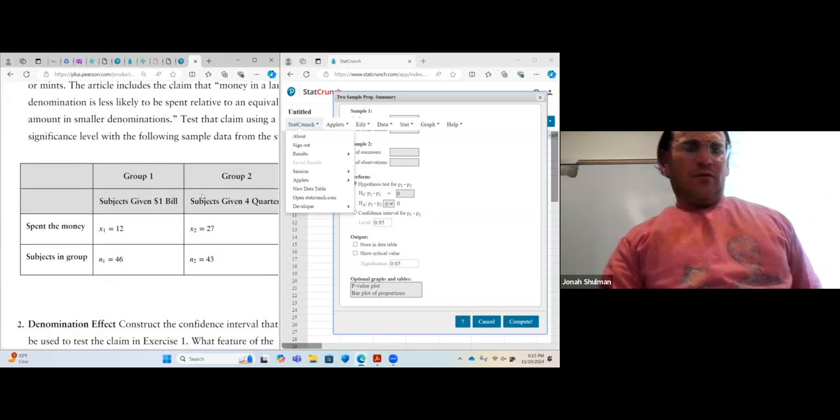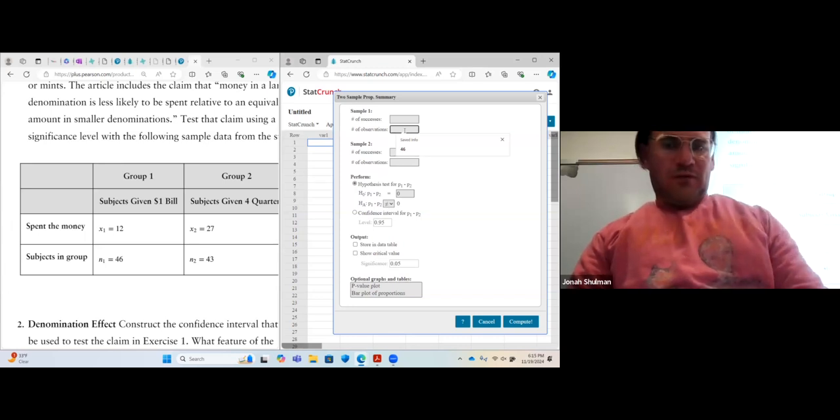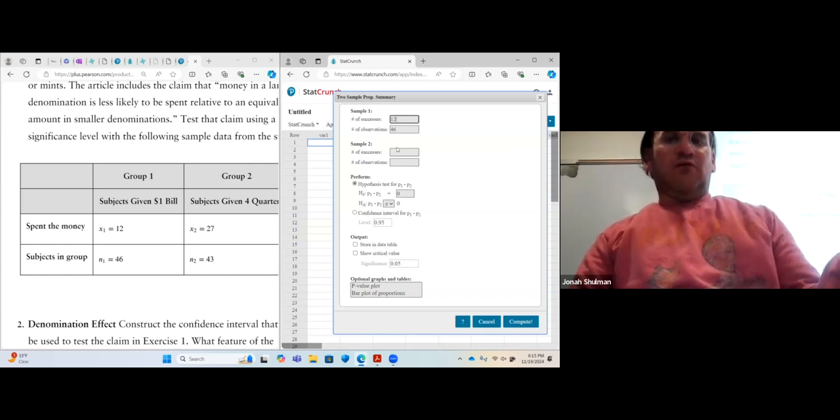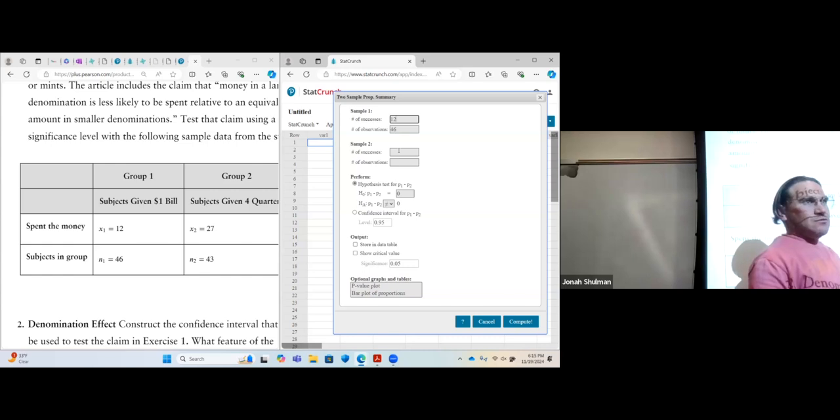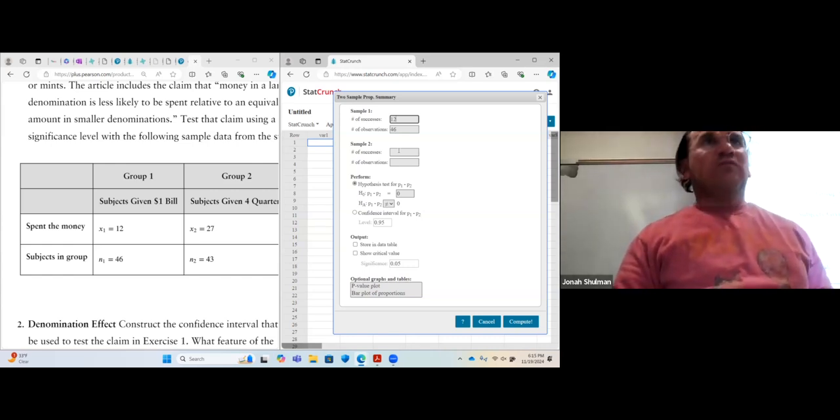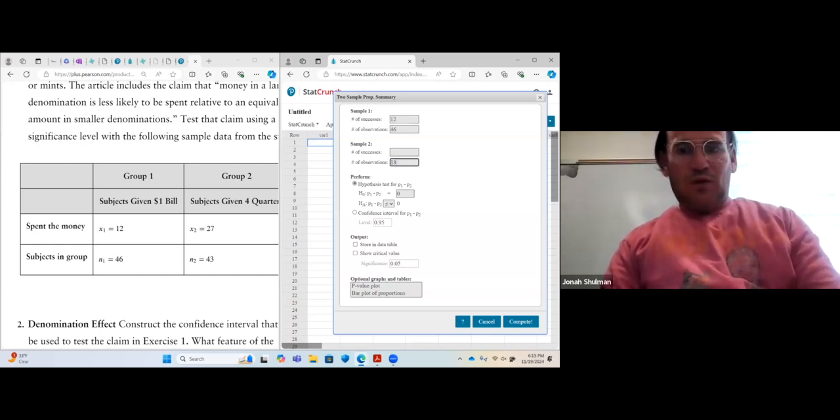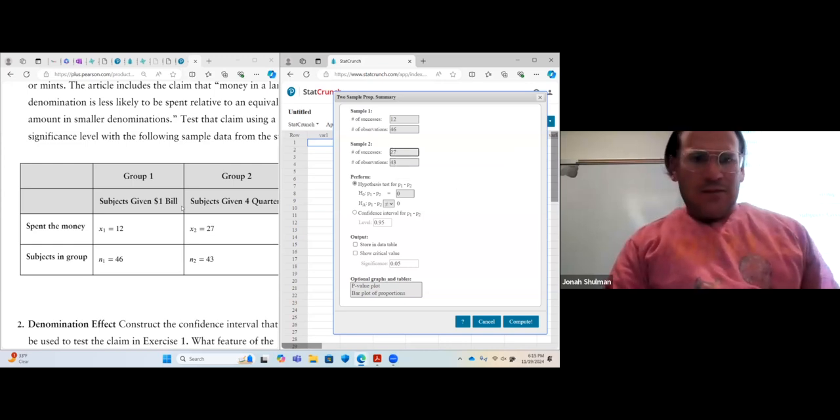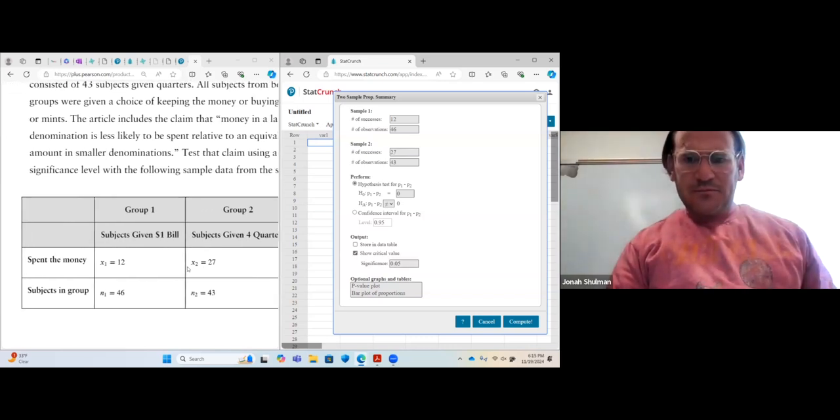So my observations. So this is my total. For my first group, it's 46. And how many people spent the money? 12. Because that's our success, right? Do we have more than 5 of each? Yes, right? So we have more than 5 yes, 5 no. We've got a big enough sample. They said it was randomly decided between colleges, so I think I can use this one. This is 43 and this is 27. All right, and we want to figure this out. We're using a 0.05 for critical value.